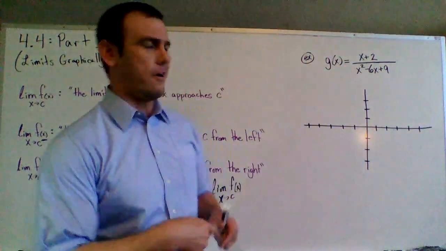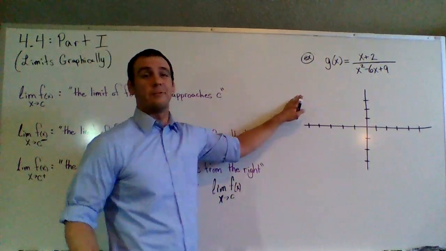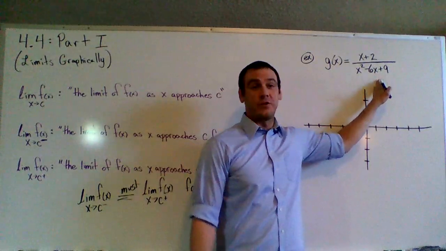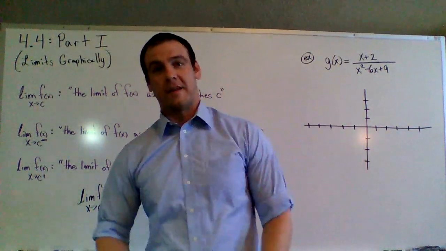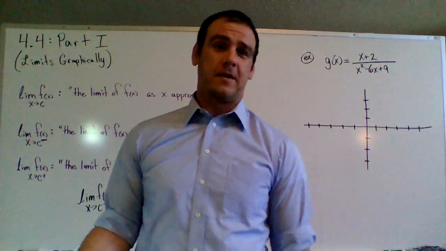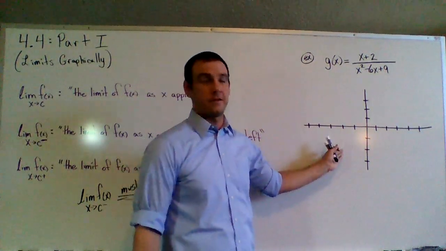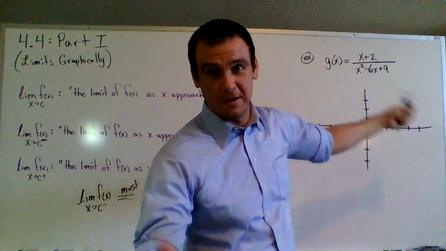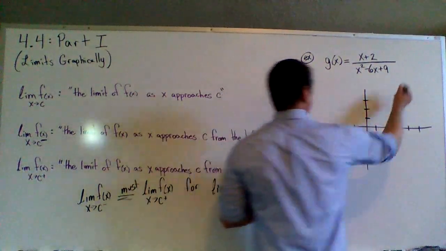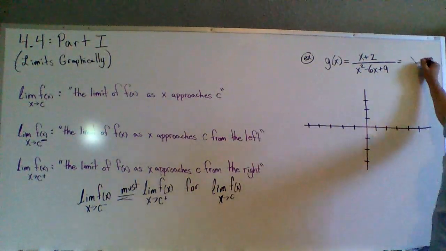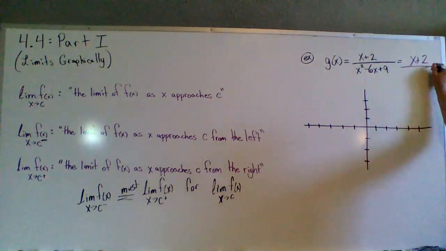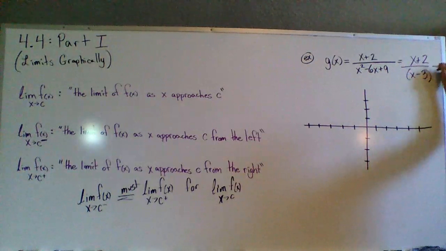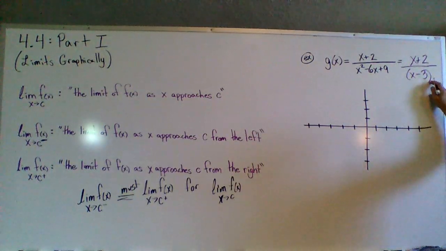So I already drew up an example here. It's a rational function, you guys' favorites, I know. We got x plus 2 over x squared minus 6x plus 9. If you're asked to graph this, the first thing would be to factor the top and the bottom. The top is already good. The bottom we have to factor, so we've still got x plus 2, and now we get x minus 3 times x minus 3, which is x minus 3 all squared.